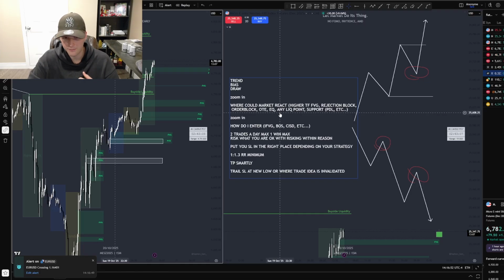From there, right? Put your SL in the right place, which is at that low that you analyzed, and put your TP at the high, right? 1 to 1.3 RR minimum, and trail your SL at new low or where trade ID is invalidated, right? And from there, guys, you have a whole trading strategy, which is my trading strategy.